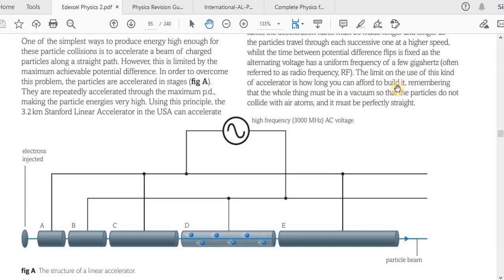How long you can afford to build it. You need to make it, it should be very long. You can see here about 3.2 kilometers, and also there has to be a vacuum in here. Then it has to be in a perfectly straight line.